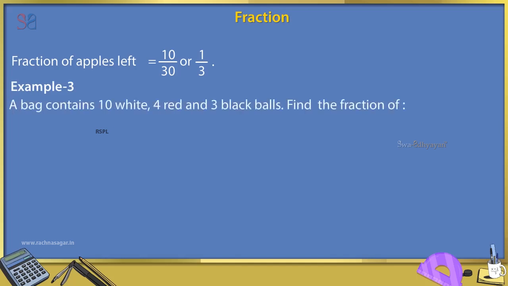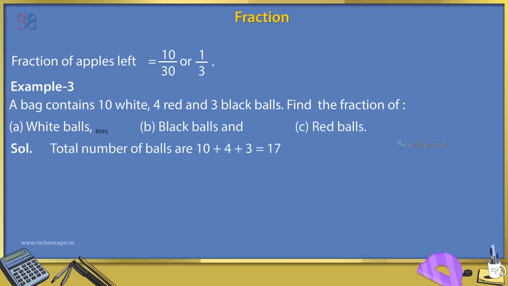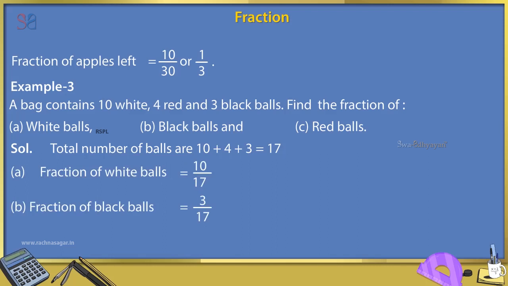Example 3. A bag contains 10 white, 4 red and 3 black balls. Find the fraction of A. White balls, B. Black balls and C. Red balls. Solution. Total number of balls is 10 plus 4 plus 3 is equal to 17. A. Fraction of white balls is equal to 10 by 17. B. Fraction of black balls is equal to 3 by 17. C. Fraction of red balls is equal to 4 by 17.